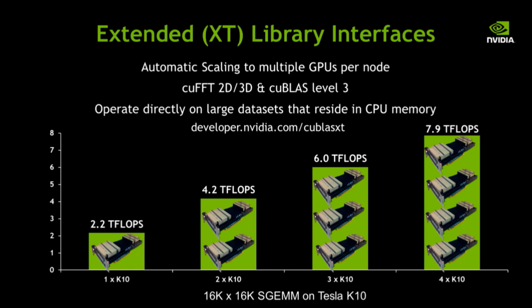Another great feature of XT libraries is that they allow you to operate directly on large data sets in system memory. So if you have matrices that are too big to fit in the GPU memory, then you can still multiply them and still scale across multiple GPUs. And the reason for that is because matrix multiply is so compute bound that we can tile it up and overlap transfers and compute to completely hide the transfers. And so you still get perfect scaling.